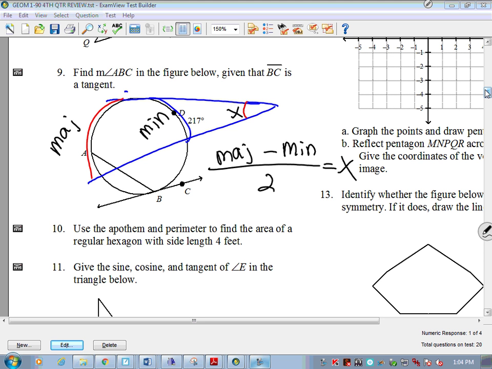Now, you may have X and be asked to find the minor. You may have X and the minor and be asked to find the major. All you've got to do is fill in. Does that make sense?